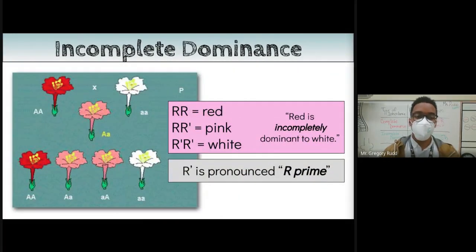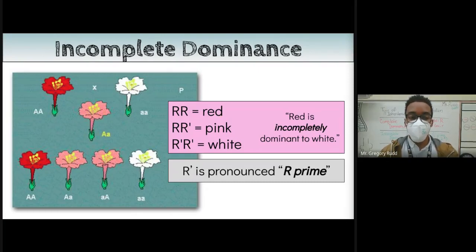Okay, so here's an example in flowers, pretty common. Here they actually do use a lowercase a. Ignore that. In North Carolina state standards, you will see an apostrophe. So 2 capital R's, that's the homozygous dominant genotype, and it gives you a red phenotype. R prime R prime would be the homozygous recessive genotype, and it gives you the phenotype of white. So we say that red is incompletely dominant to white.